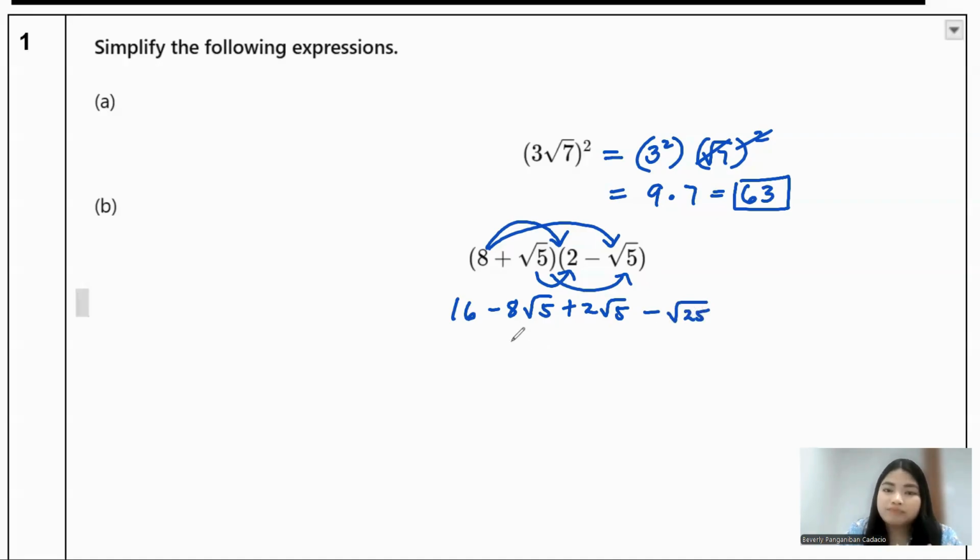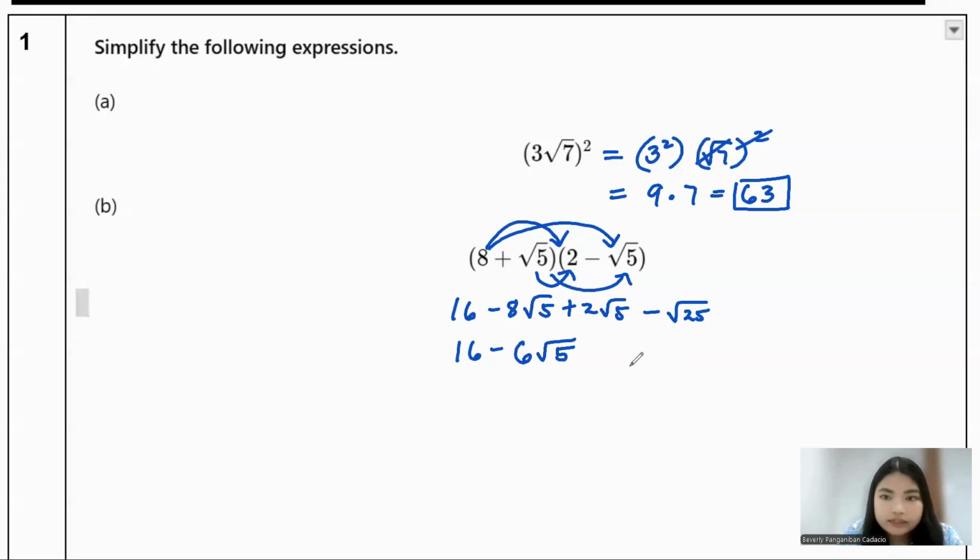It's up to you, but let me show the whole workings here. So we have 16 minus 8 root 5 plus 2 root 5. I can combine them because they have the same root 5. Consider root 5 as a variable, so you can combine them. Negative 8 plus 2 will become negative 6, and then you just copy the root 5 there.